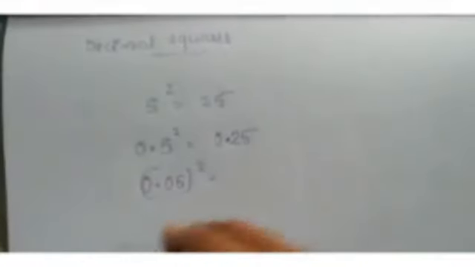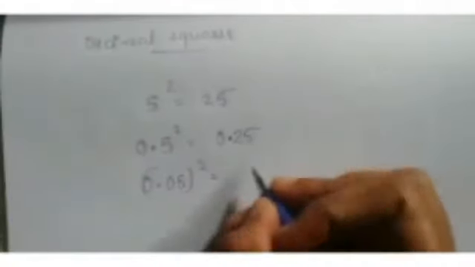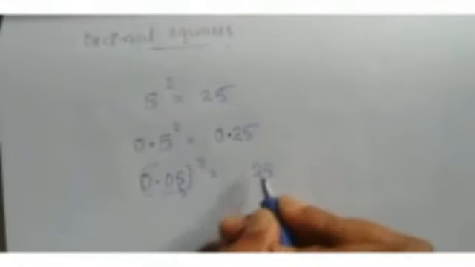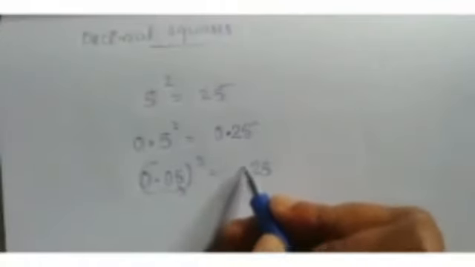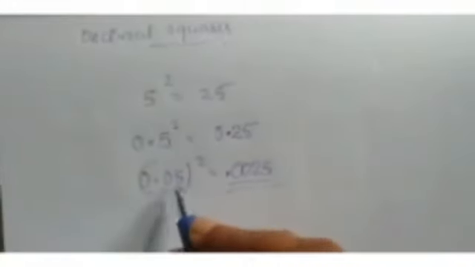Check another example, the square of 0.05. We want to find the square of this number. Ignore the 0 part also. 5. 5 squared is 25. How many decimal places are there? 1, 2 decimal places. So in our answer, there should be 4 decimal places. 1, 2 is here, 3 and 4. Then put the decimal point here. This is the square of 0.05.